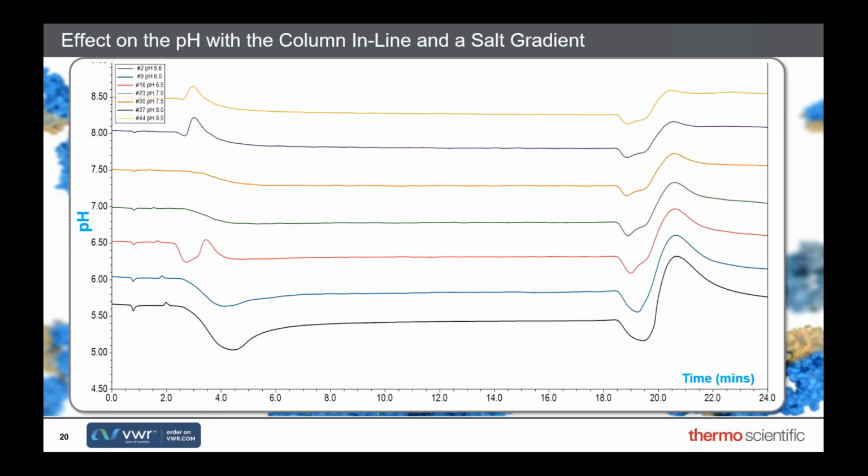So I mentioned in that slide about the effect that the column can have. So what's the effect if you do have a column in line? Well, on this slide, you can see that from the online pH measurement, pH is controlled fairly well, but does change even with the strong buffering capabilities of the CX-1 buffer solutions I mentioned earlier. So the chosen pH drops slightly during the salt gradient, which can be seen to have an effect just before 4 minutes. However, the pH is fairly constant and reasonably well controlled throughout the run.